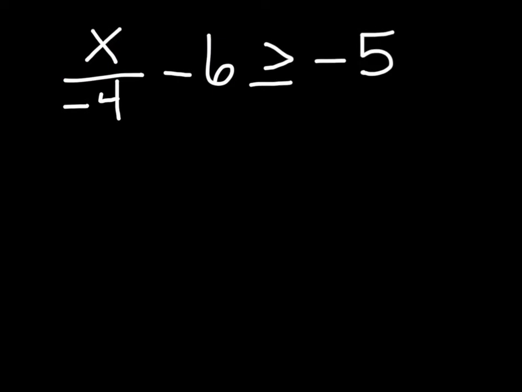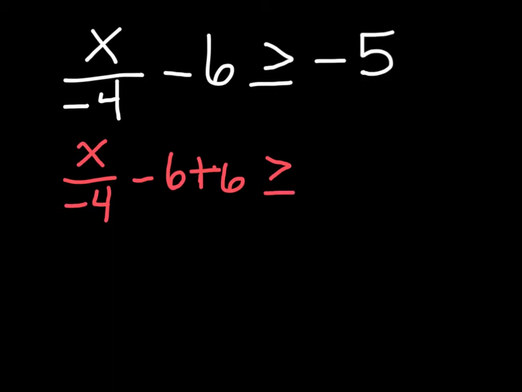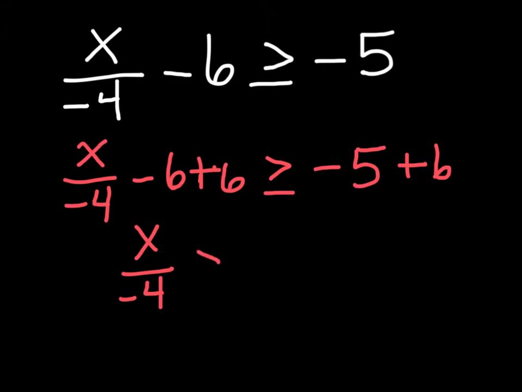Let's solve this multi-step inequality. x divided by negative 4 minus 6 is greater than or equal to negative 5. Our first step will be to add 6 to each side. x divided by negative 4 minus 6 plus 6 is greater than or equal to negative 5 plus 6. Our next step: x divided by negative 4 is greater than or equal to 1.